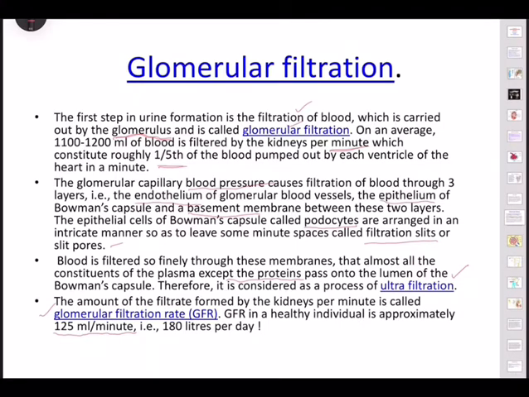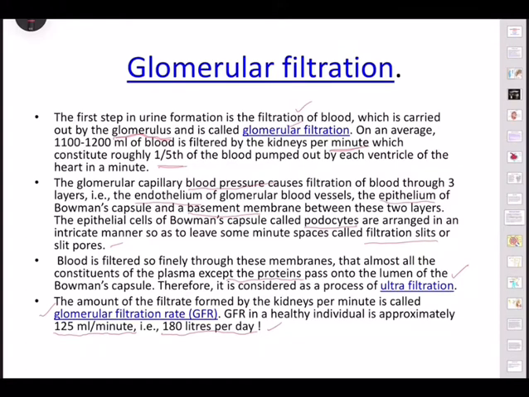And many times whenever persons are sick, a blood test will be done. Along with the blood test, GFR also will be done. And what about the amount? 180 liters per day. My God, that is the importance of the kidney. So in a healthy individual, the kidneys will be doing filtration of 180 liters per day. That is the greatness of the kidneys.